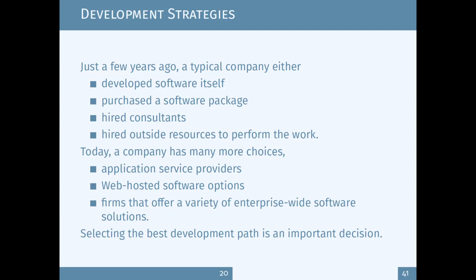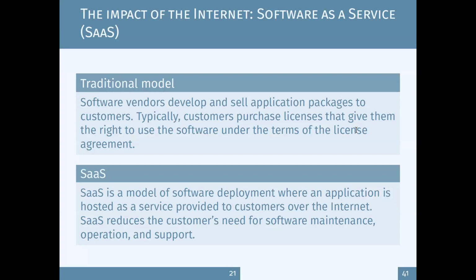But which one is the best is a crucial and very important decision. So in this part, we are going to look at how you may make that selection. With the internet, software development has also changed and moved to a model called software as a service. Traditionally, we used to develop and sell application packages, which means you had to purchase something called licenses.